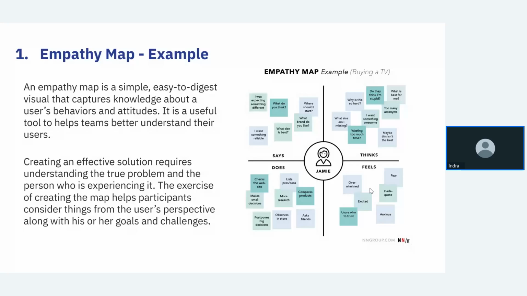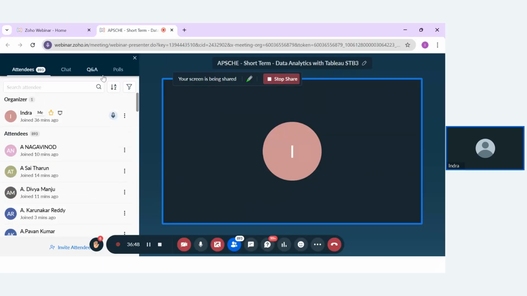For example, he might be feeling overwhelmed, he might be feeling excited for buying a TV, or he might be feeling anxious because of a lot of confusions. So in this way, you have to create an empathy map based on the problem statement that you are working on. Whatever problem you're taking for your project, you have to come up with certain scenarios. You'll be creating a scenario based empathy map.